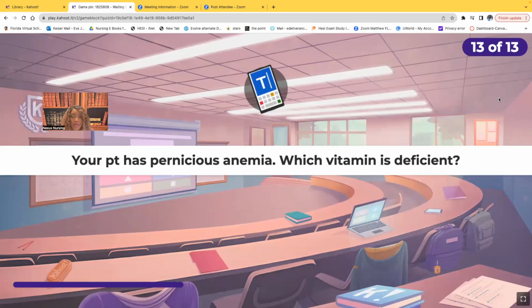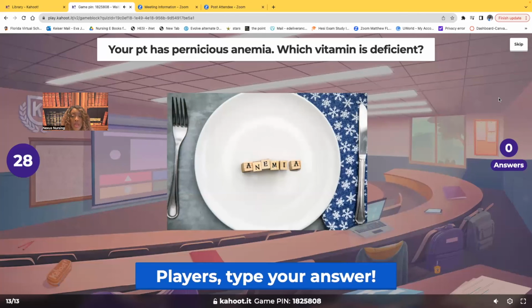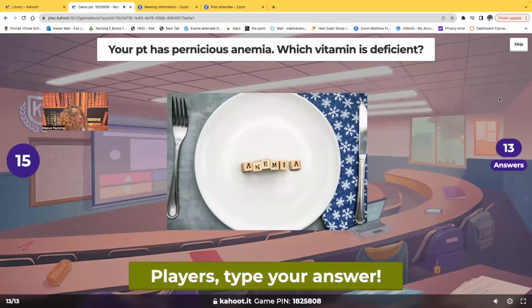All right, type in your answer. This is the last question. Your patient has pernicious anemia. Which vitamin is deficient in pernicious anemia? Type in your answer. In pernicious anemia, which vitamin is deficient? Which vitamin is low?